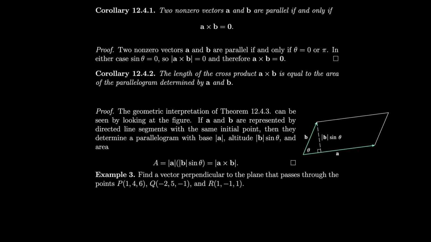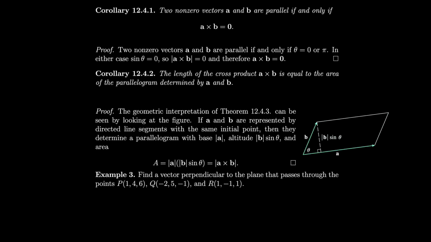The length of the cross product is then equal to the area of the parallelogram determined by A and B. So this is kind of cool. If you take a vector A and you take a vector B and you draw them so that both of their tails are together, then what you can do is draw a parallelogram, as we've seen.